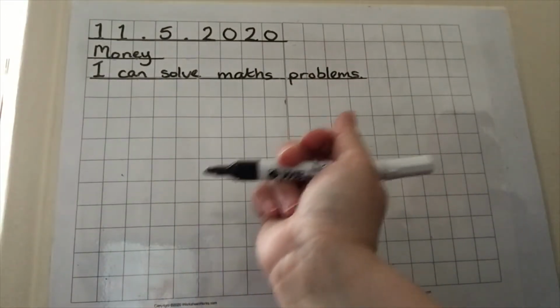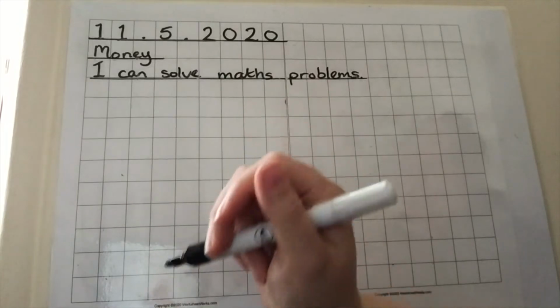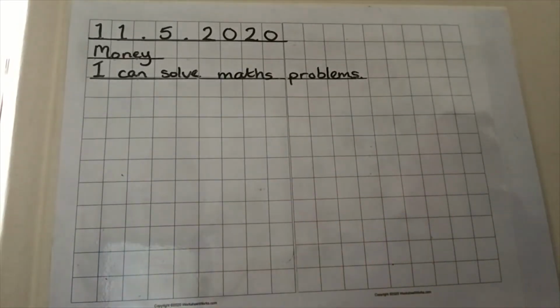Okay, so I've written my date and title and my I can statement, and I'm going to have a look at a problem. So I'm going to start off with a simple money problem. P4B, I know you've been working on these.